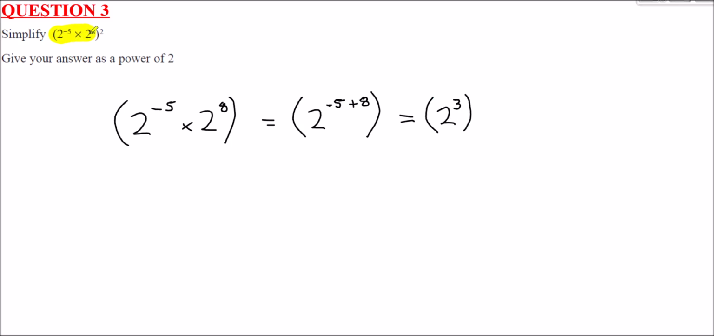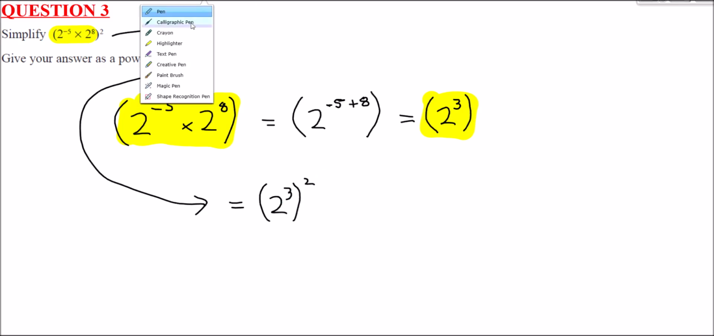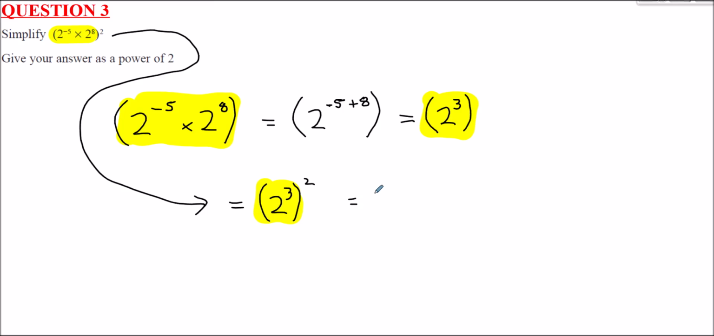So all of this here in the brackets is just the same as 2 cubed. So therefore, this is just the same as 2 cubed all squared. If something's being squared, it just means it's being multiplied by itself. So all this means is 2 cubed multiplied by 2 cubed again.